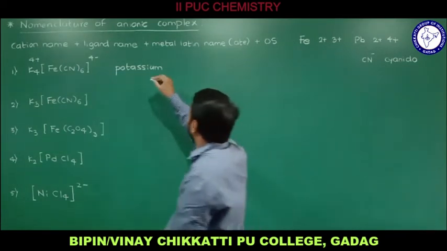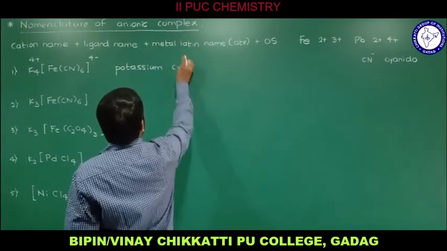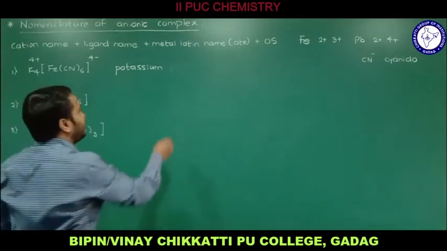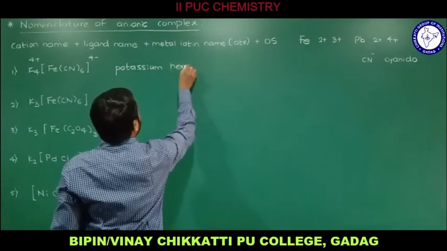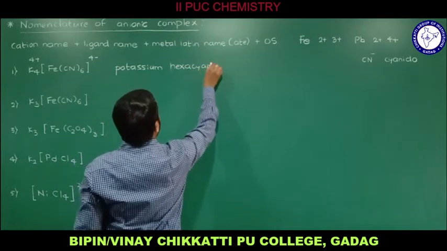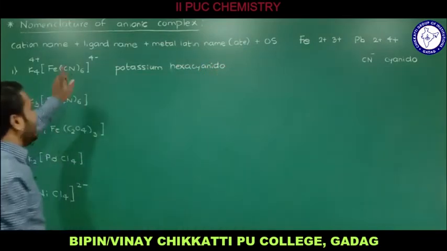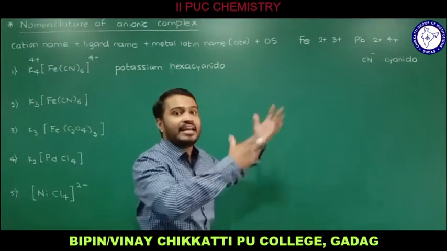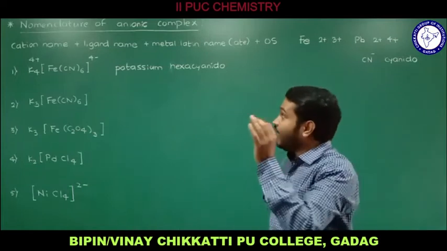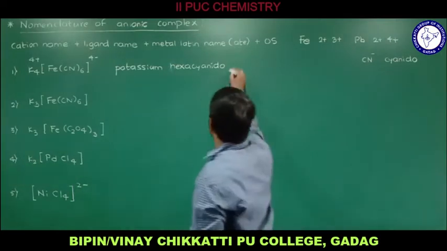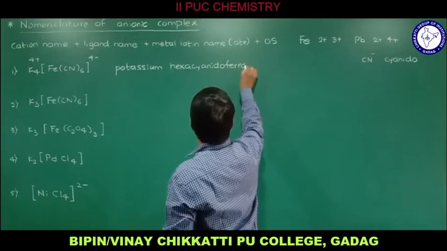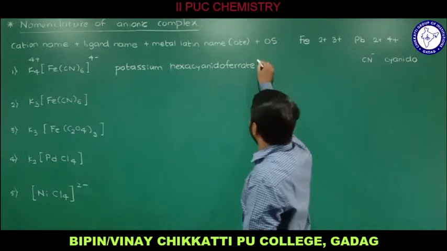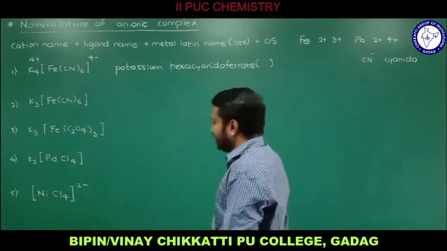So next, the ligand name I am going to write after potassium. Cyanido I am supposed to write, but we have 6 ligands, therefore we add a prefix: hexacyanido. Ligand name is over. Now the metal Latin name: iron, don't write ironate, that is the English word. The Latin is ferrate, the word should end with -ate, ferrate. Okay, and now we have to write the oxidation number in a bracket.